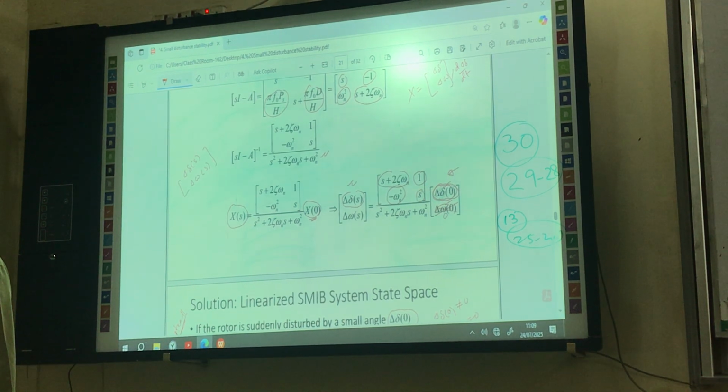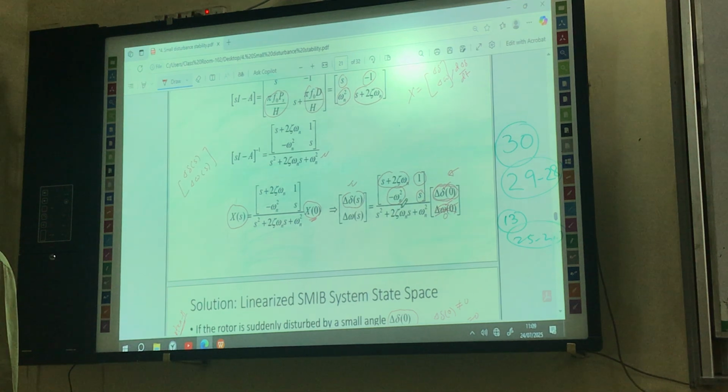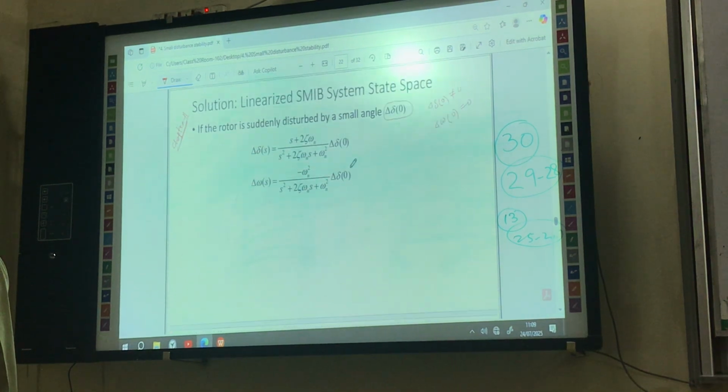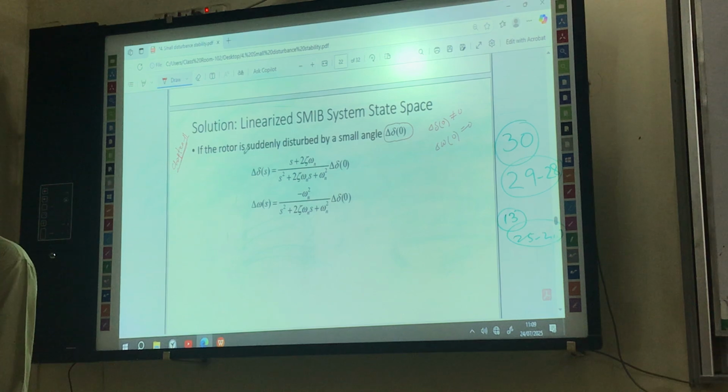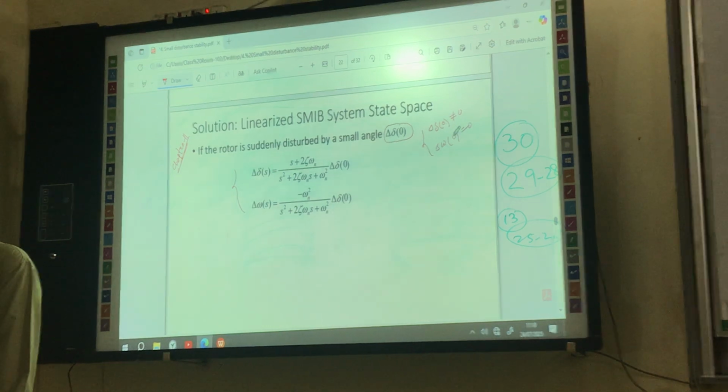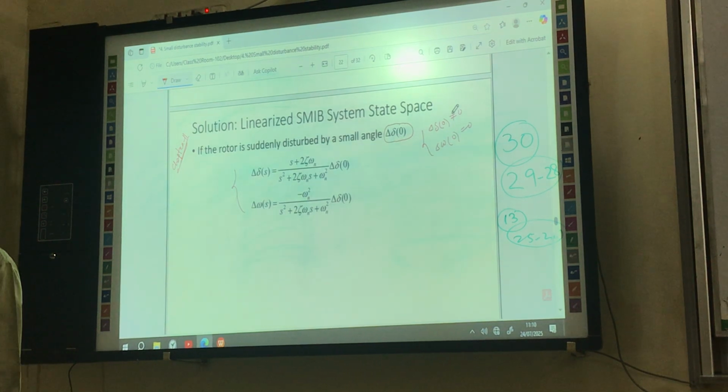If you multiply this with 0, it will be 0, so only this term will be left, that is minus omega n square multiplied by del delta of 0 divided by this. Okay, so look, this is this. Have you understood how actually we have found these two? The assumptions are this. This is not 0, but this is 0. Okay, and now we can move forward.